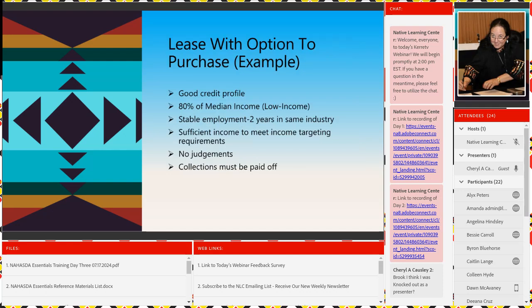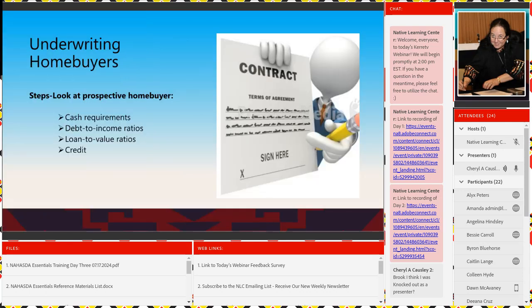Your lease with option to purchase example, Florida for that matter also. Good credit profile, 80% of median income, you're low income, stable employment, 2 years perhaps in the same industry, not the same job. Sufficient income to meet income targeting requirements, no judgments against you or the family or your other loan holder, and your collections have to be paid off.